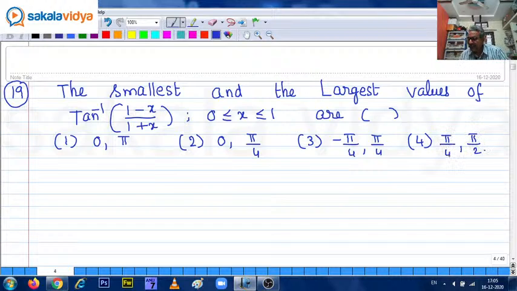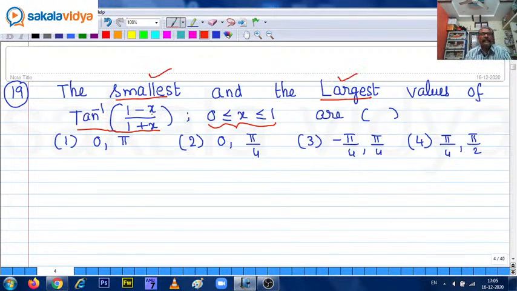It's a very interesting question. First of all, read the question. The smallest and the largest values of tan inverse of (1 minus x) by (1 plus x), where the domain of this function is between 0 to 1. That means smallest and largest means we need to find the range of this function. So first we need to simplify tan inverse of (1 minus x) by (1 plus x). Within this domain we need to find out the range, and in that range the smallest value and largest value can easily be found.